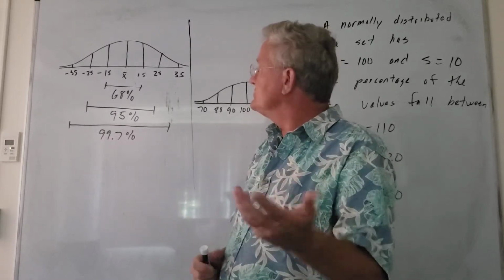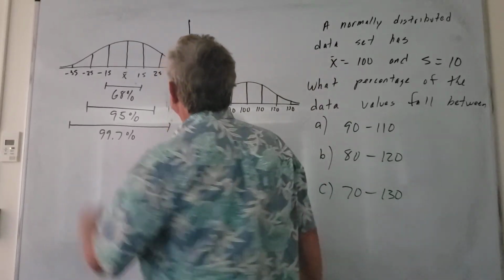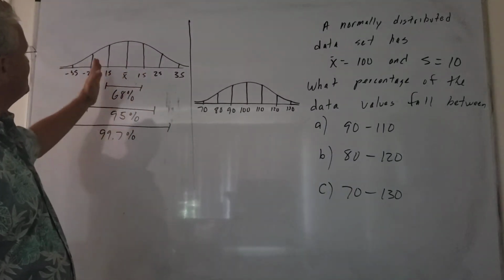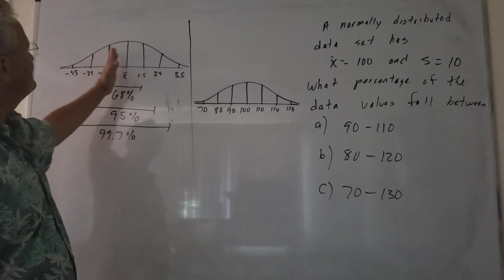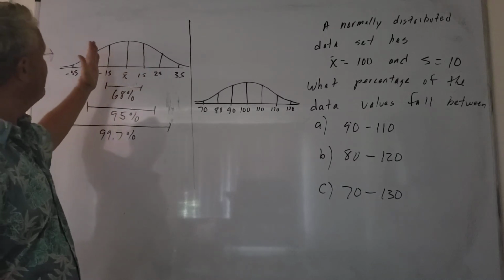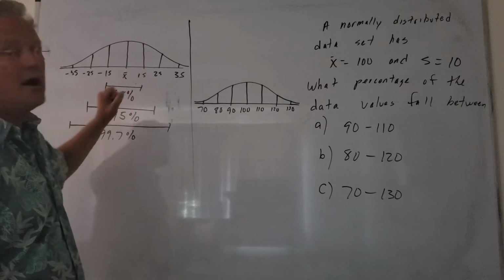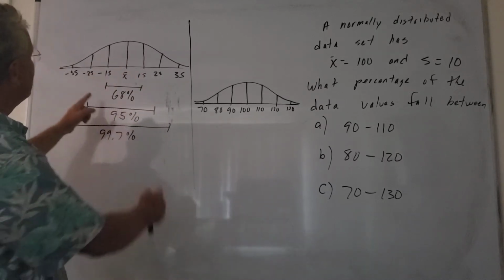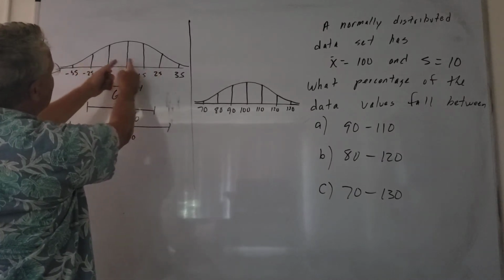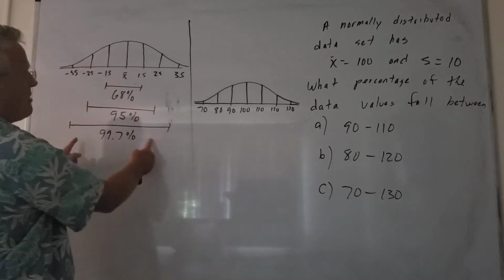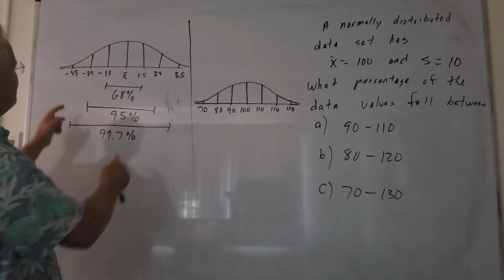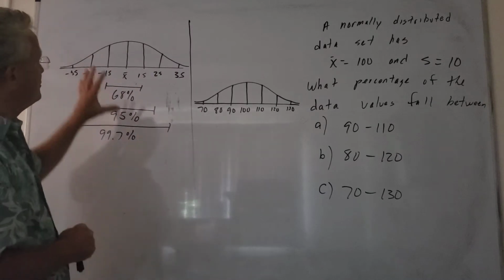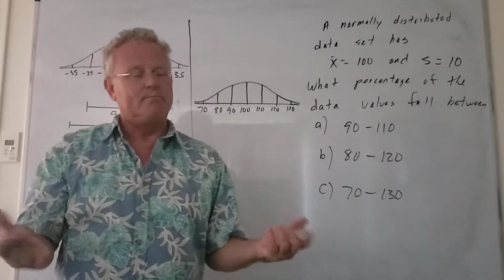Now it turns out, this is kind of a fact, if you have a normal distribution, about 68% of your data values will fall within one standard deviation from the mean, between -1 standard deviation up to +1 standard deviation. About 95% of the data values will fall within 2 standard deviations, and almost all your data values, 99.7%, will fall within 3 standard deviations. So that's just something you've got to know.